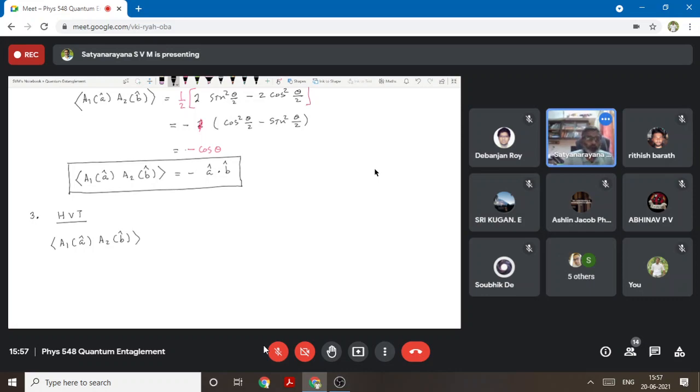A1 of A cap and A2 of B cap, which is equal to the integral from some lambda L to lambda U, d lambda, into rho of lambda, into A1 of A cap. Of course, now this will depend also on lambda: A1 of A cap comma lambda and A2 of B cap comma lambda. So this has to be done. This is how you are going to calculate this in hidden variable theory.